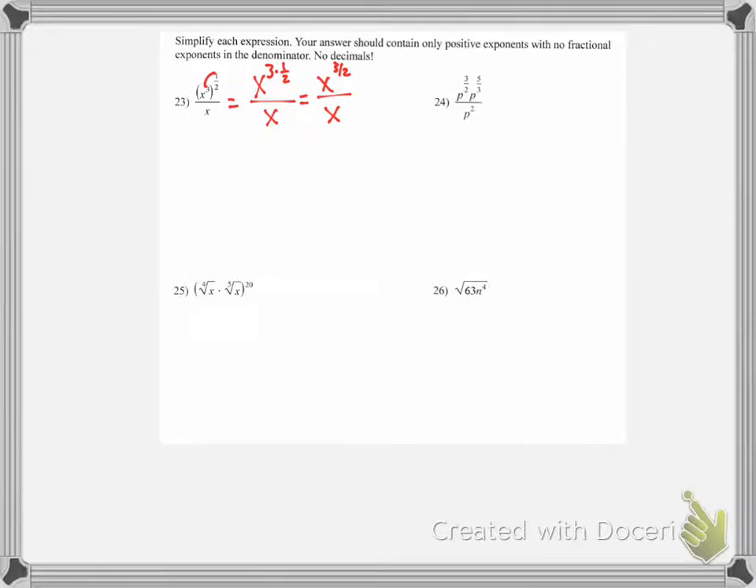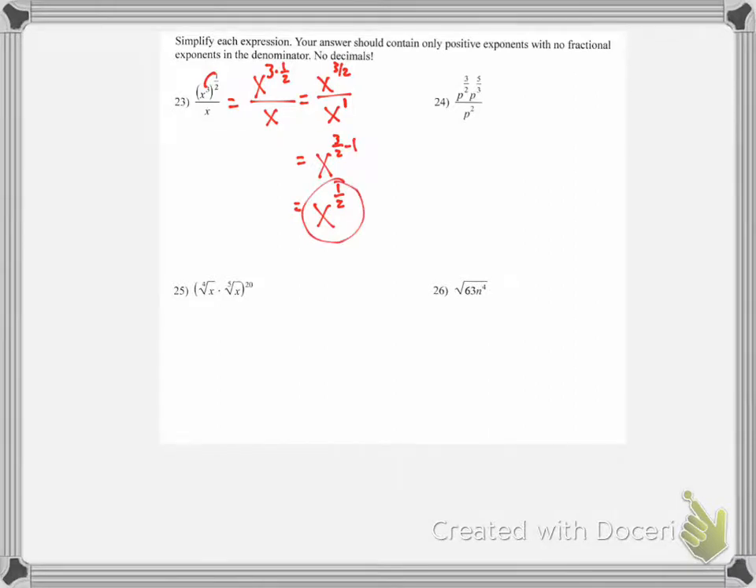I still have the same base top and bottom. When you have the same base over top of each other, you subtract the exponents, top minus bottom. Keep in mind, if I just have an x, it's the exact same as x to the first. So all I'm going to do now to combine my terms is take the 3/2 minus 1 and come up with a final answer of x to the 1/2 power.